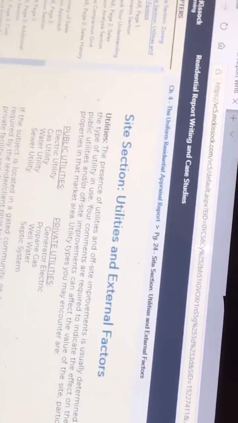Residential Report Writing and Case Studies, Chapter 4. The Uniform Residential Appraisal Report, page 24, continued.